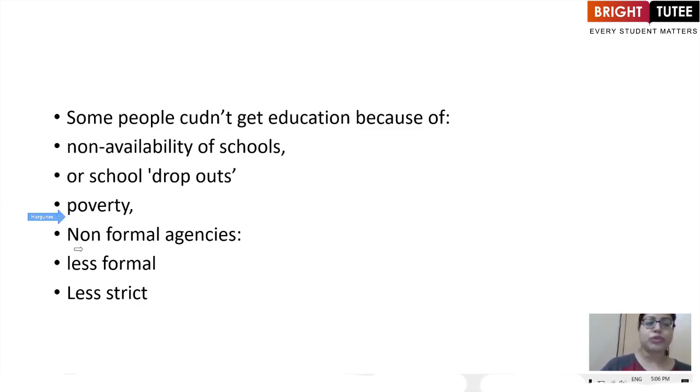Now, when we talk about non-formal agencies of education, it's important to understand that they are less formal in nature as compared to the formal agencies of education, such as schools and colleges. They are also relatively less strict as compared to schools and colleges. Yes, there are rules. Yes, there are regulations. Yes, there are policies which are followed, but relatively less strict.